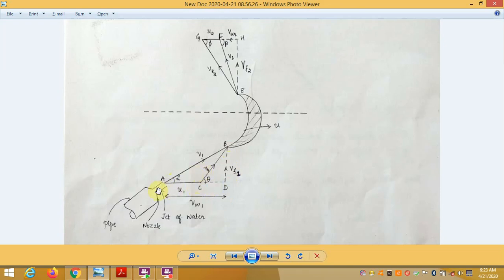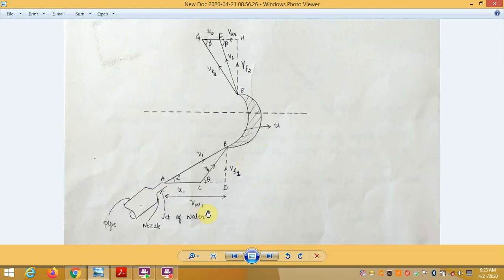Then this triangle ABD is known as the velocity triangle at inlet. So this is called the velocity triangle at inlet, and the distance from A to D is called VW1.